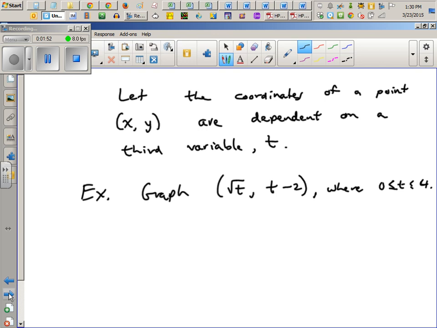Now you might think, oh, okay, I get it. You want me to plot root t as my x, and you want me to plot t minus 2 as my y. Right? So you're kind of telling me what t's to try plugging in here. That's exactly right. I'm saying, look, let's plug in 0 and 1 and 2 and 3 and 4 from here into there. We'll get some x's, we'll get some y's, and we'll form a plot.